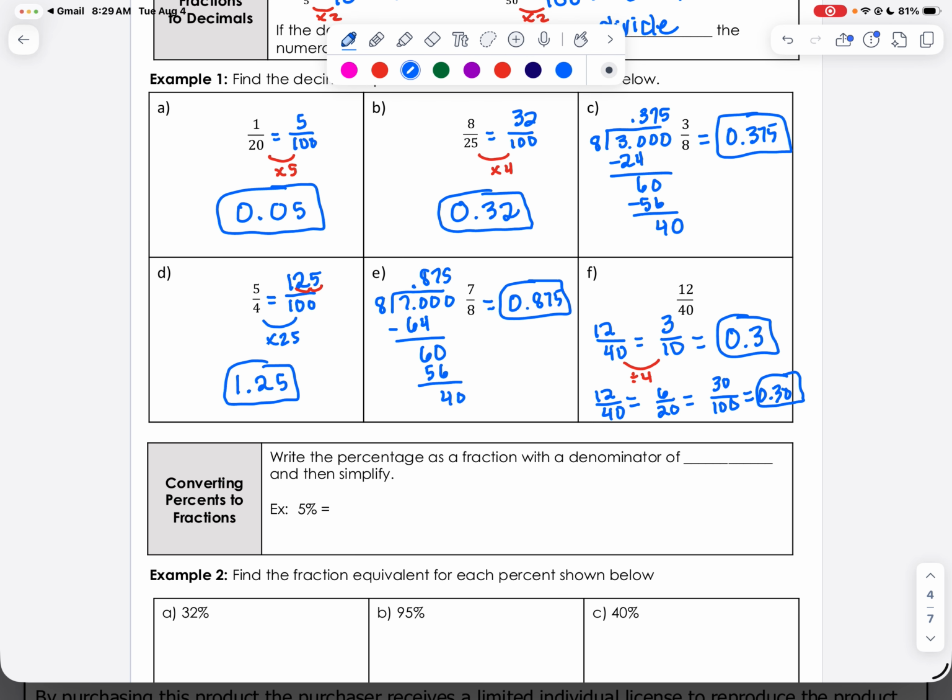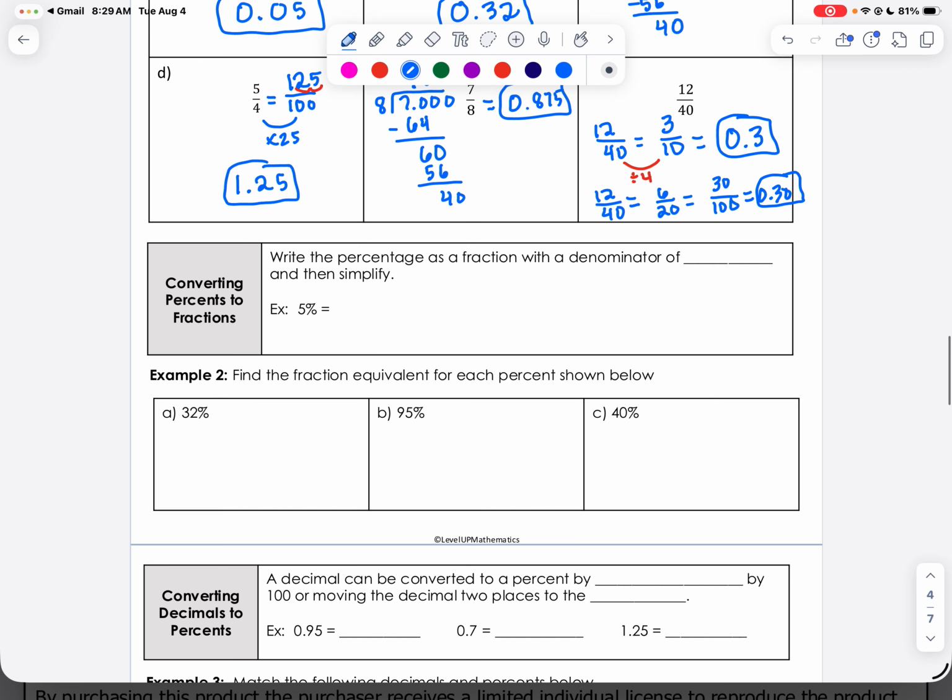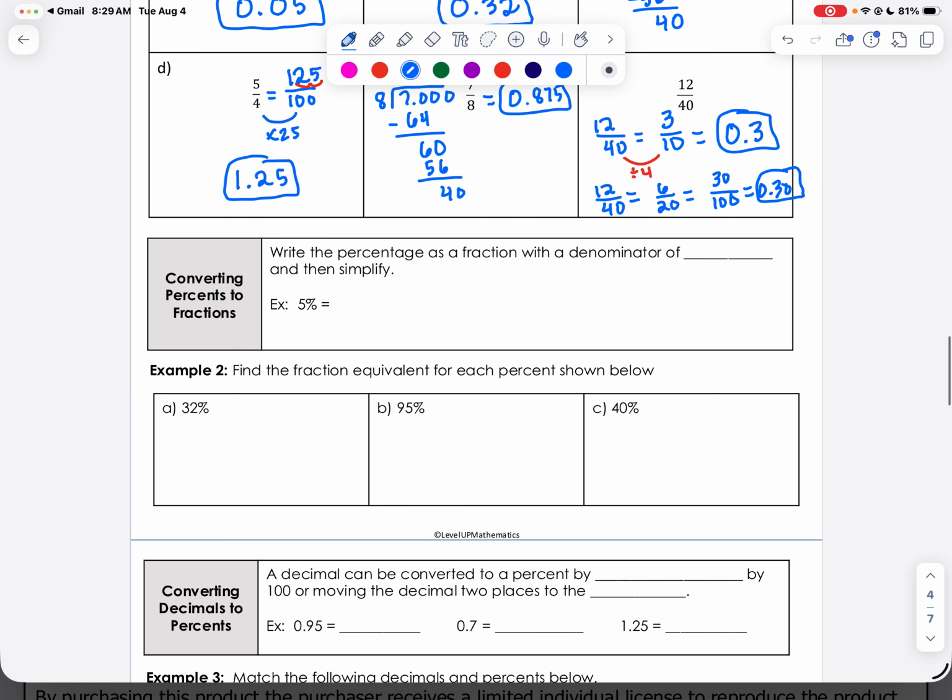All right. Now, what about converting percents to fractions? So when you want to convert a percent to a fraction, you simply write the percentage as a fraction with a denominator of 100 and then simplify. So if you had 5%, you would write it as 5 over 100 and then simplify. To simplify this, we'd have to divide the numerator and the denominator by their common factor of 5. So 5 divided by 5 is 1. 100 divided by 5 is 20. So 5% is equivalent to 1/20.